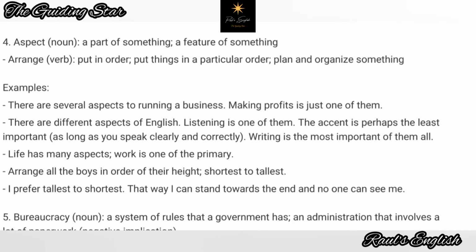Number 4. There are several aspects to running a business. Making profits is just one of them. So making profits is just one part of the business. There are many other parts of running a business successfully. There are many aspects to it.